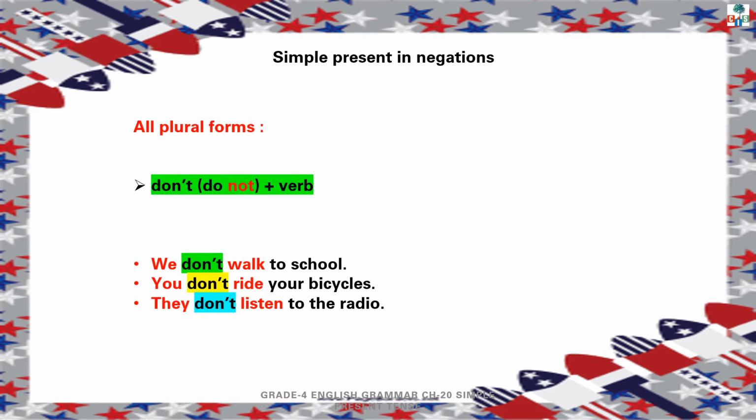And we do the same thing with all plural forms. For example, we don't walk to school, you don't ride your bicycles, they don't listen to the radio. And if any plural noun is there, for example, girls. So, girls don't run fast. So, like this, you have to frame the negative sentences. Clear?